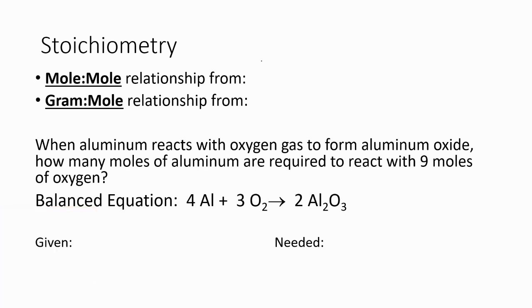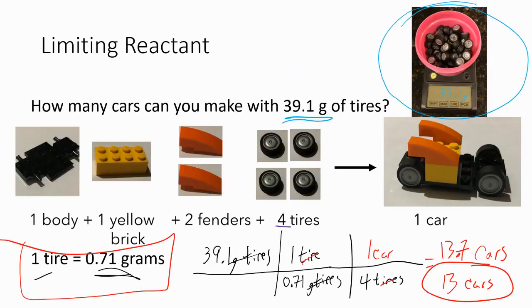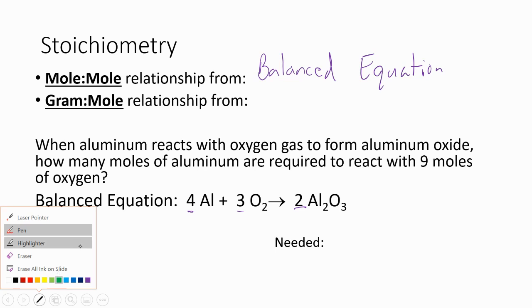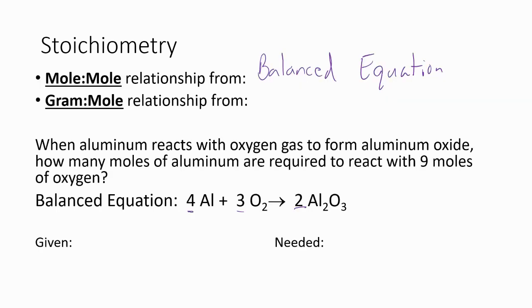And the balanced equation is telling you, just like with the cars, right? Just like here that you needed four tires for one car. Here it's telling you you need four aluminums for two aluminum oxides or three oxygens for two aluminum oxides. So that's what the balanced equation tells us. Grams to moles, you should remember this from my song before, that comes from the periodic table. So the periodic table turns grams into moles, and the periodic table turns moles into grams.